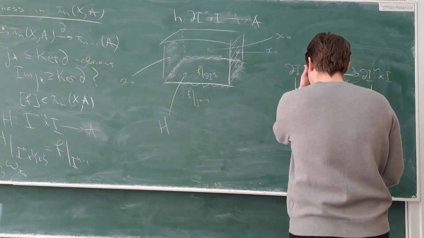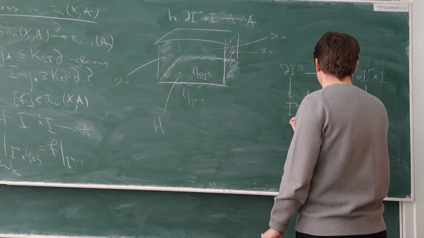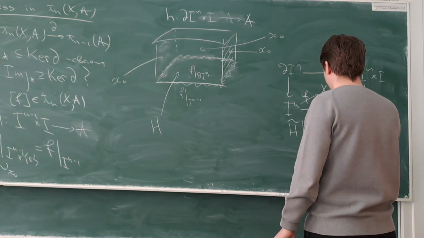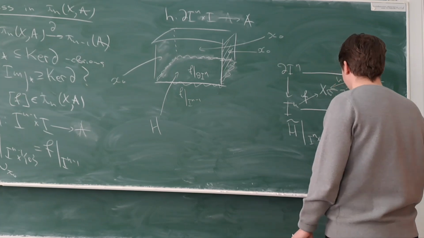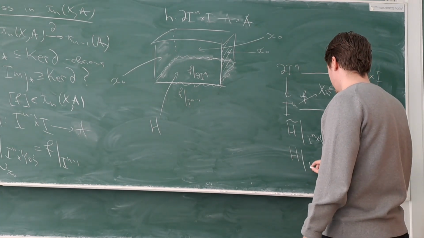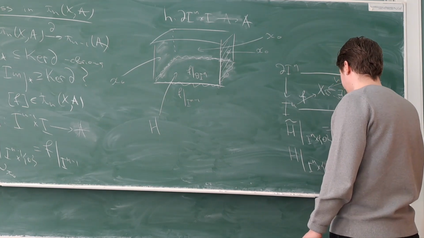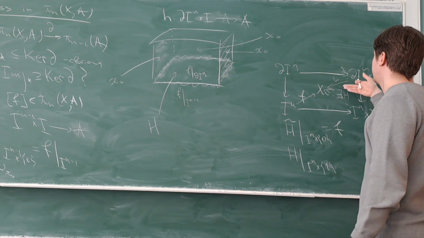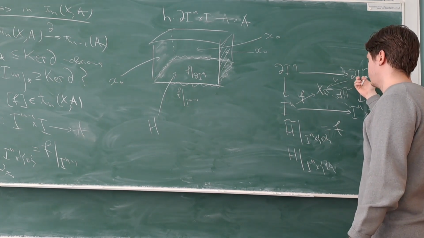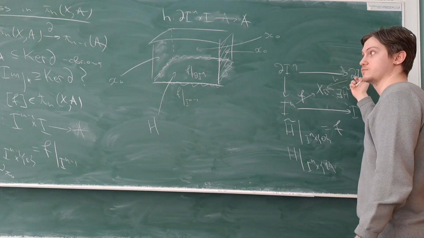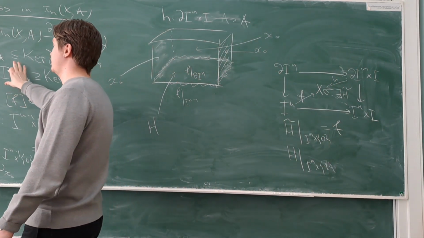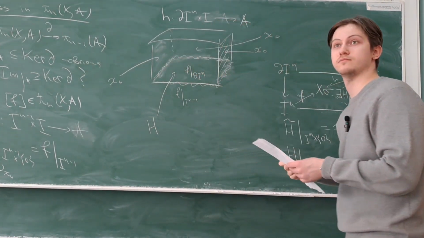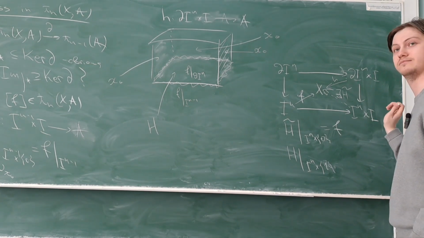Let me write it like that: H tilde. H tilde is a homotopy between f and some other map, and this map maps the boundary of the cube to your base point. So it precisely means that it comes from the image of J star. Okay? Is it completely clear?